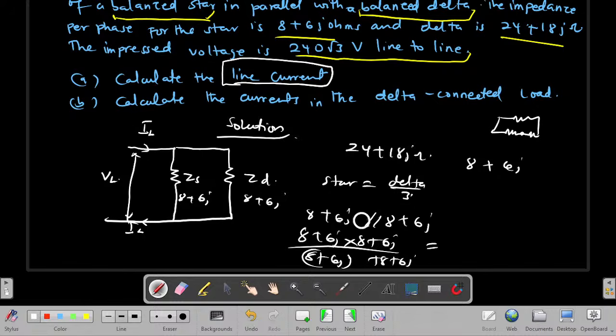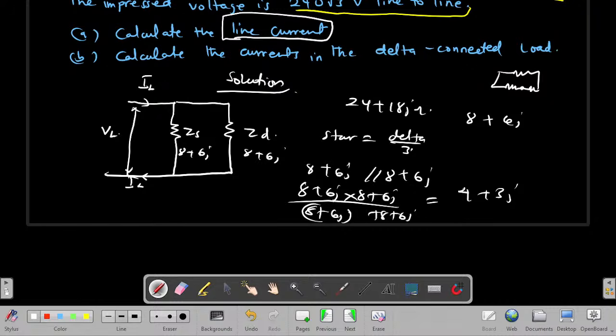And remember, if you have any two resistances in parallel and they are equal, their parallel resistance is half of them. So obviously we get 4 plus 3j. Now this is the total impedance. We need to find the line current. To find the line current, we need to get this in the normal magnitude and direction form.